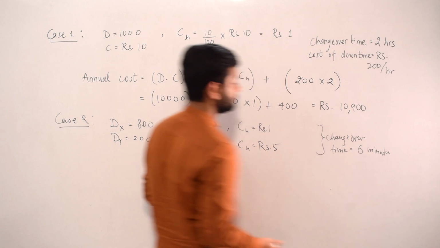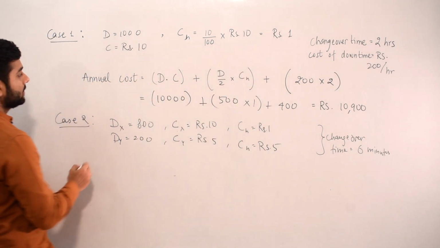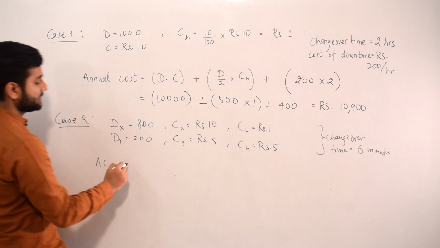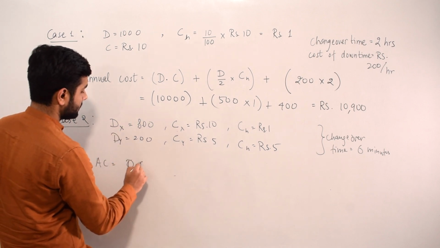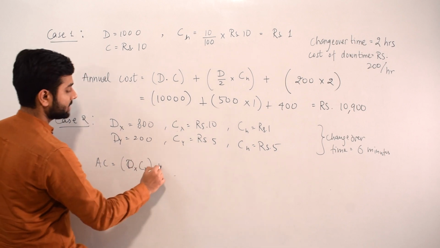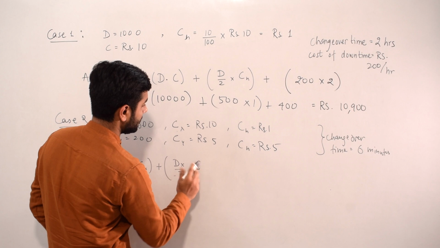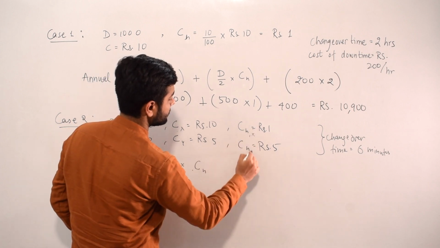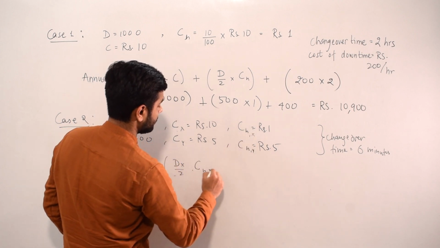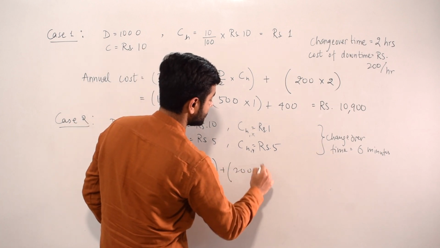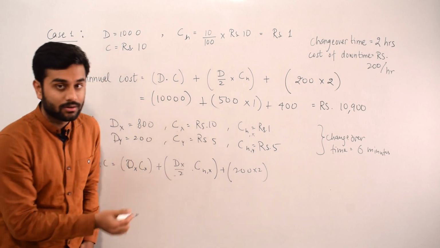Now what you need to do? You can carry on the calculation. In this annual cost, multiply Dx with Cx plus Dx by 2 multiplied by Chx, plus 200 multiplied by 2. This is the cost for part x.